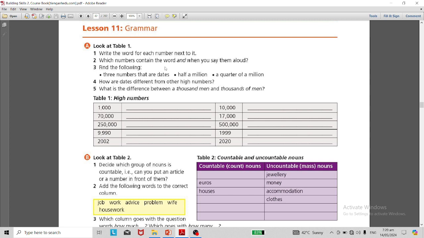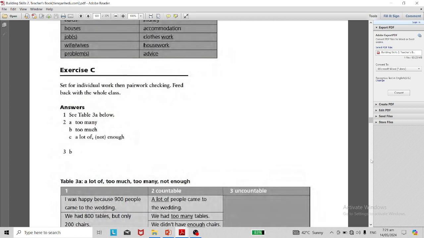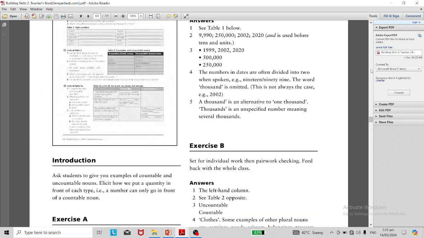Which number contains the word and when you say them aloud? This is for 2. We can say more examples of using and. You see here, we can say and is used before tens and units. Before tens and units. This is for 2.